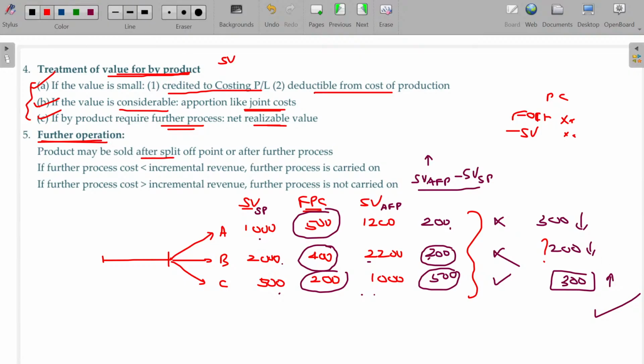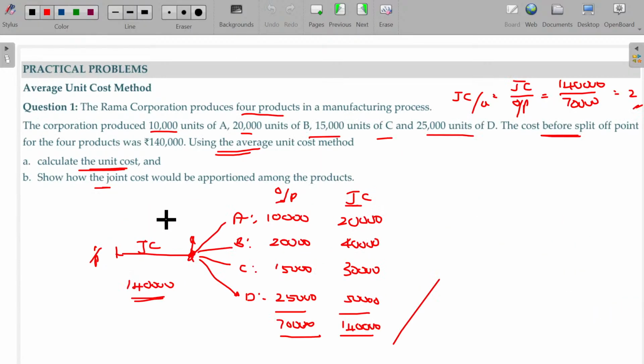Product may be sold after split off point or further process. If further process cost is less than the incremental revenue, then further process is carried on, like C here. If further process cost is higher than the incremental revenue, further process is not carried on, like A and B. Is that clear? So with that, all the theoretical concepts are over.